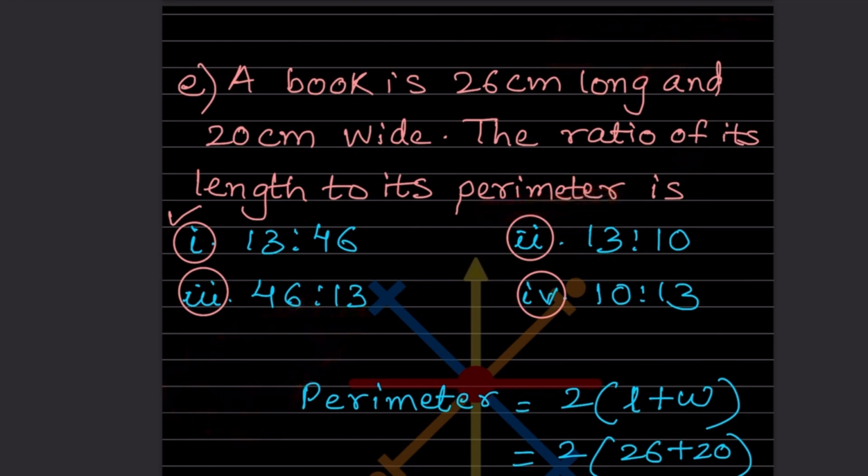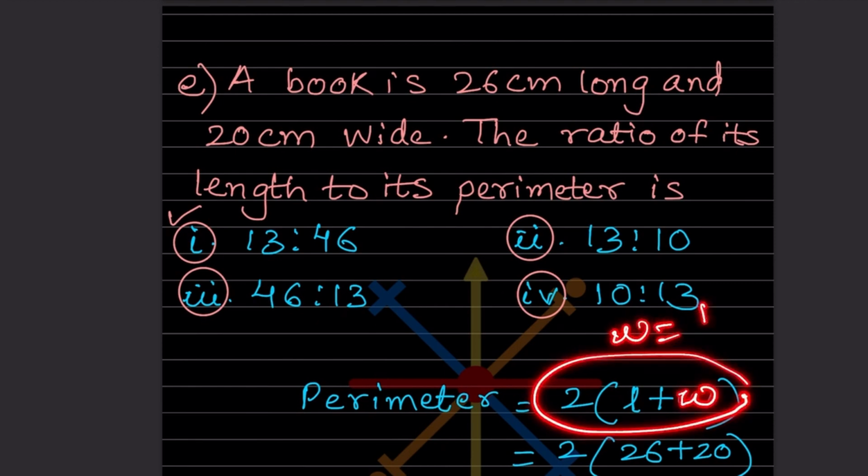So now what will we do? We will use the formula for the perimeter of a rectangle. This is the standard formula: twice into length plus width. This width is nothing but the breadth.